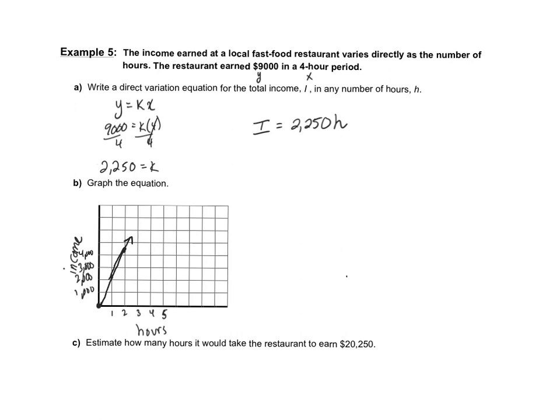Estimate how many hours it would take the restaurant to earn 20,250. So I can actually plug that right into my equation, into the income spot. 20,250 is equal to 2,250 H. Divide both sides by 2250. And that would get you H equals 9, so 9 hours.